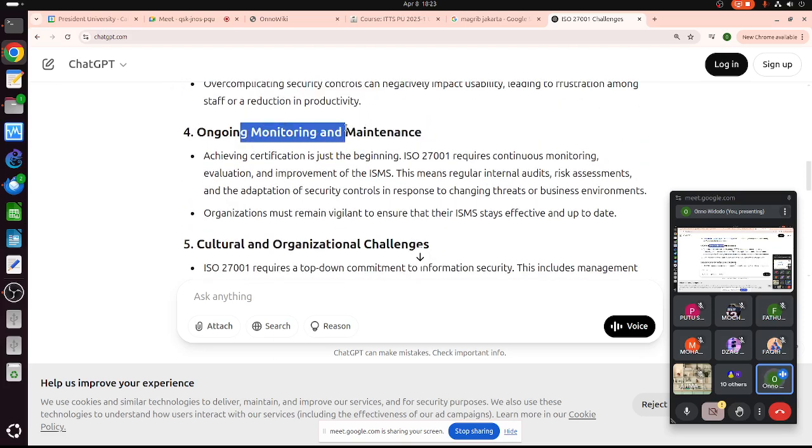So this is the art. And for ongoing monitoring and maintenance, basically the certification is done by ISO 27000. But the whole process can be done automatically by software actually.